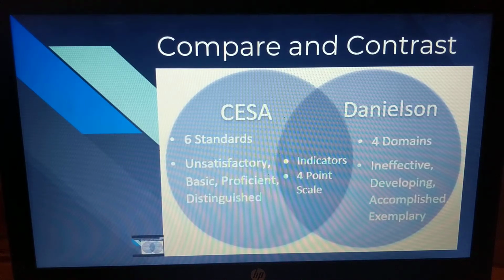Educators are evaluated on a 4-point scale for both evaluation systems. The main difference is the titles that were chosen. CESA chose unsatisfactory, basic, proficient, and distinguished, and Danielson chose ineffective, developing, accomplished, and exemplary. Overall, these evaluation models are very similar.